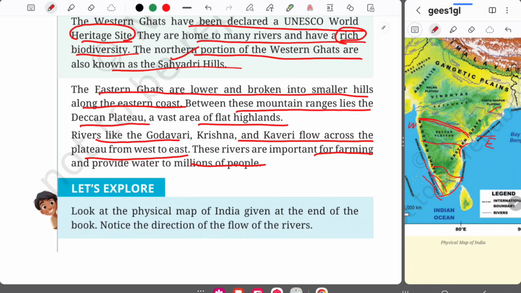And remember, there are two rivers mentioned in your book also. They are flowing from east towards the west. This Narmada river and this Tapti river. So we have already marked them here in the map.